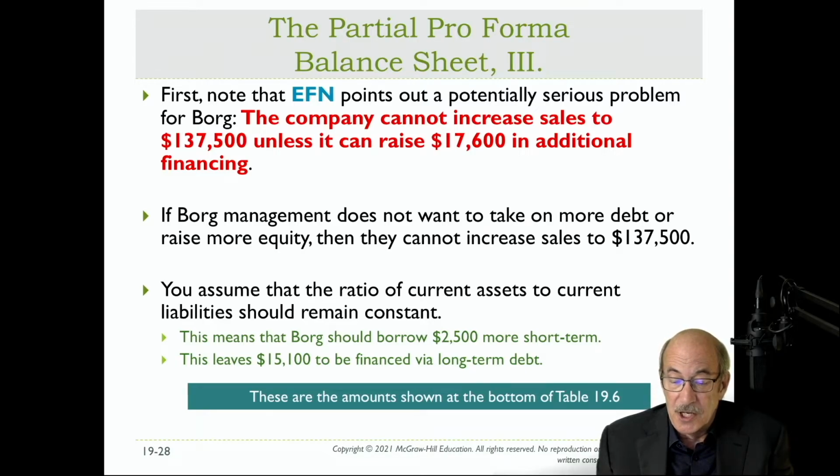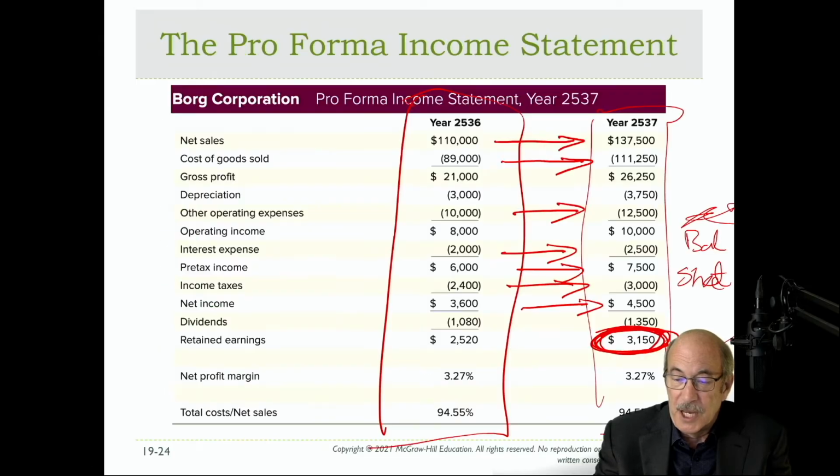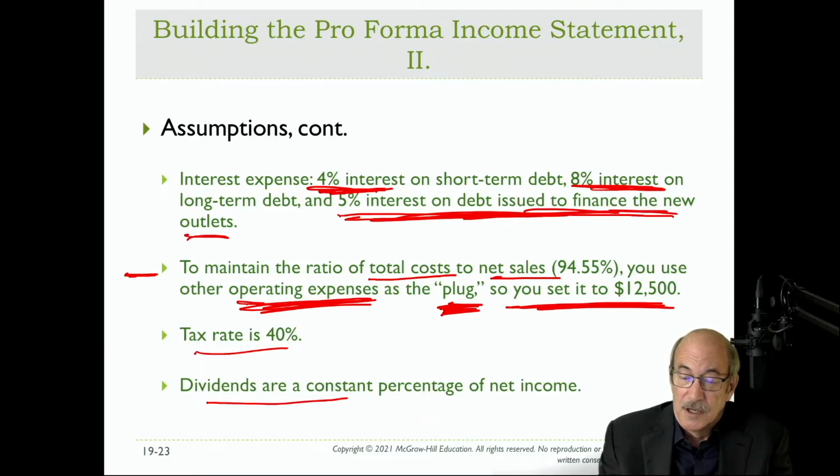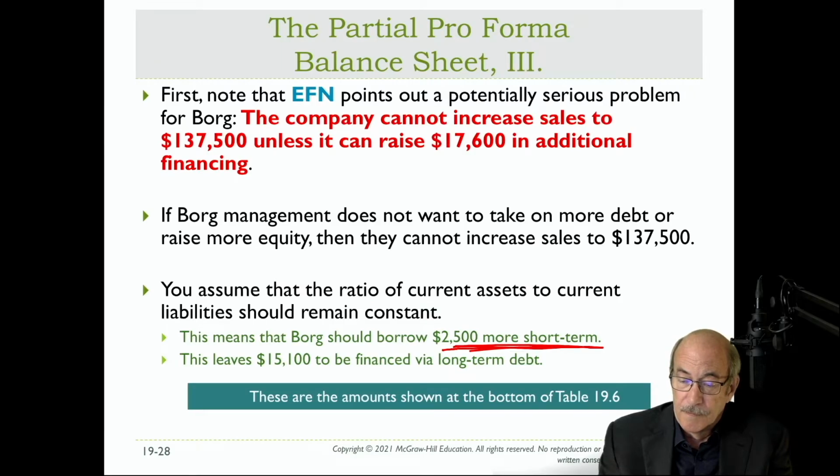So as a result, what they've done here is they've said, well, let's split that external financing need up. Let's make part of it short term. So we're going to make 2,500 of that short term. And they already talked about the rate back here. Our short term interest rate was 4%, 8% on long term, and 5% on debt issued to finance new outlets. So 4 and 8. So this will be at 4%. And then we have 15.1 that we're going to finance using long-term debt at 8%.